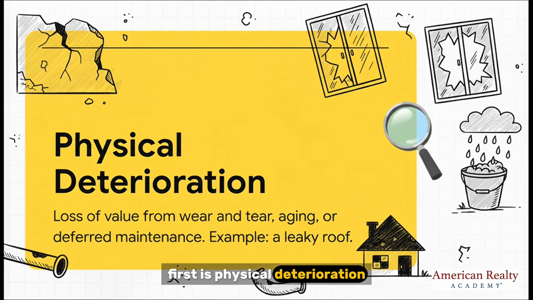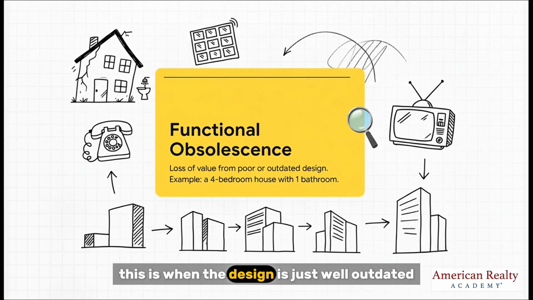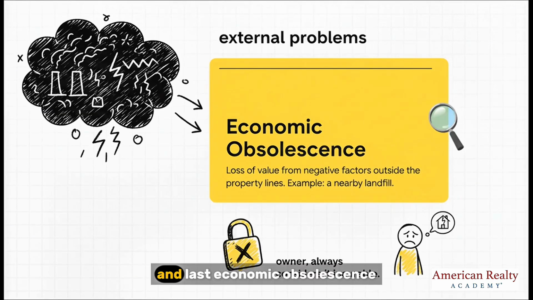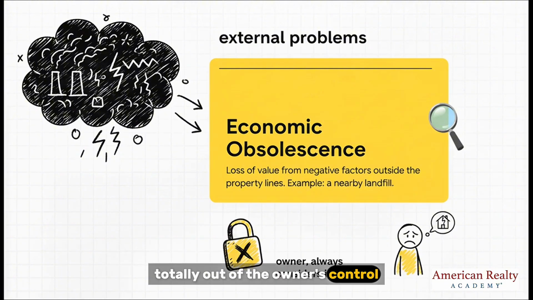First is physical deterioration. Think of it as plain old wear and tear. Next is functional obsolescence. This is when the design is just, well, outdated, not very practical anymore. And last, economic obsolescence. This one's caused by stuff outside the property line, totally out of the owner's control.